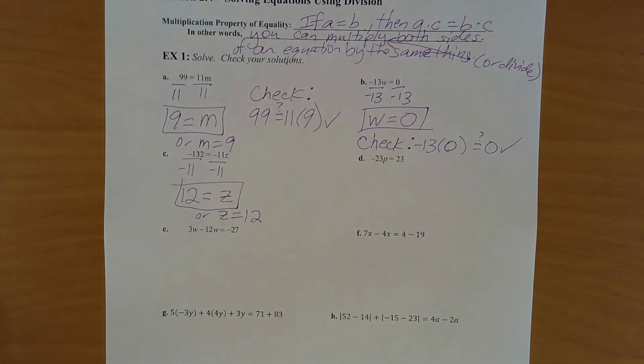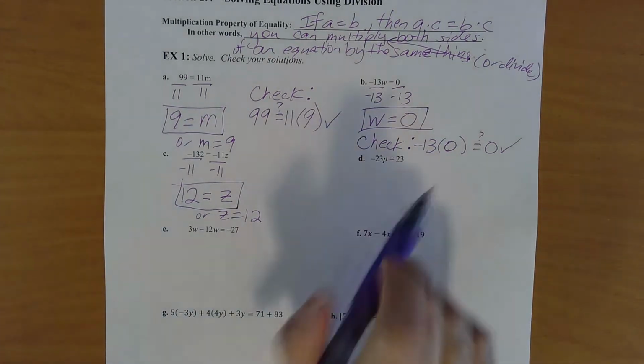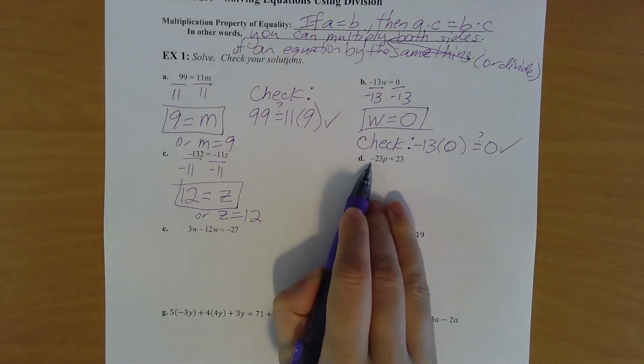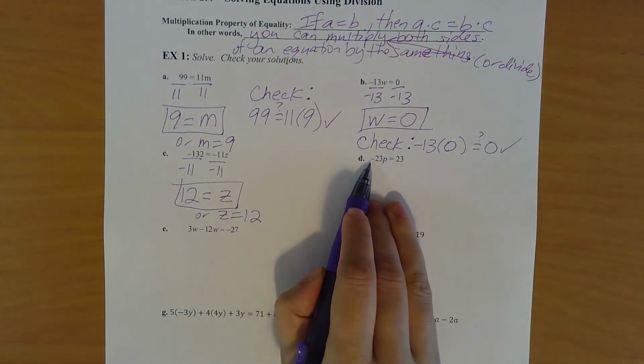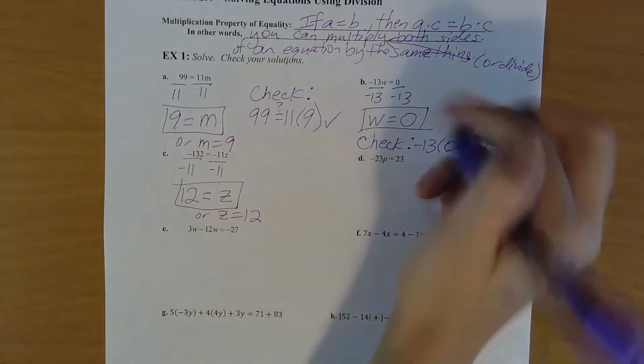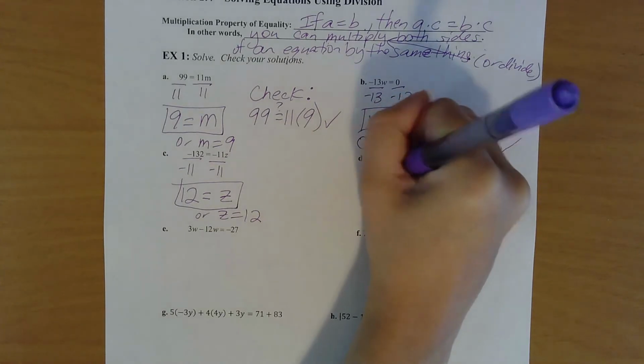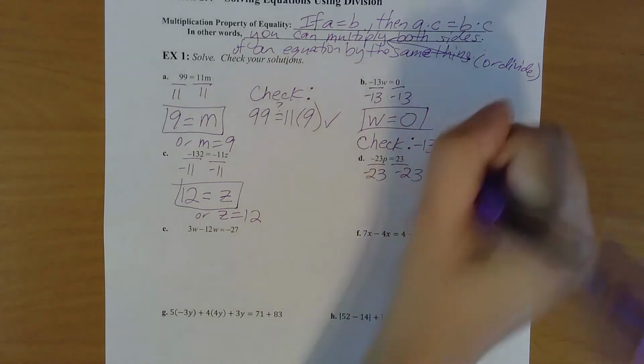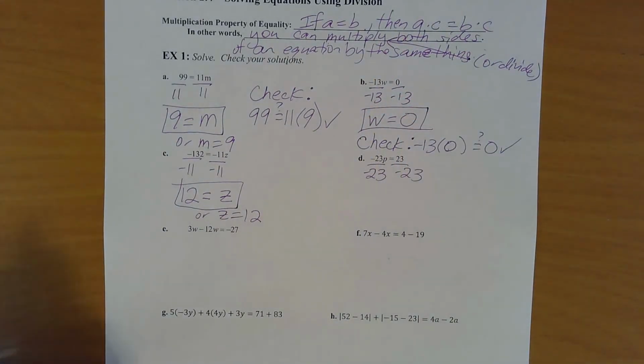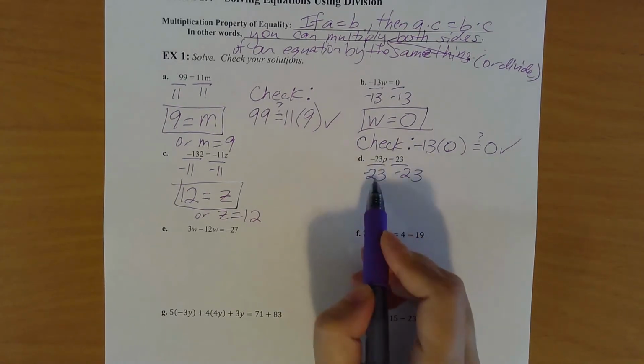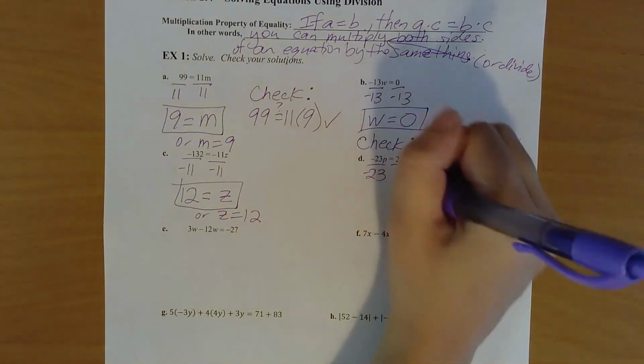In part D, we have negative 23p equals 23. So I'm trying to get rid of this negative 23 that's next to the p. It's multiplied, so I'm going to divide again. So I'm going to divide by negative 23 on both sides. Negative 23 divided by negative 23 is 1, so I'd have 1p.